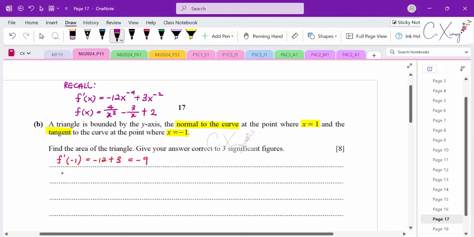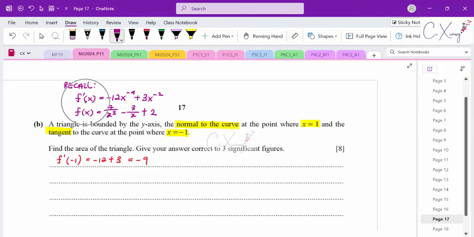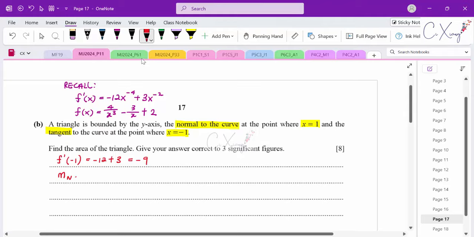Okay, so I substitute -1 into the function f prime x so that I can get the gradient of tangent. This is the gradient of tangent, right? -9. And I want to get the gradient of normal. So the gradient of normal will be -1 divided by the gradient of tangent. Therefore, your gradient of normal equals 9.